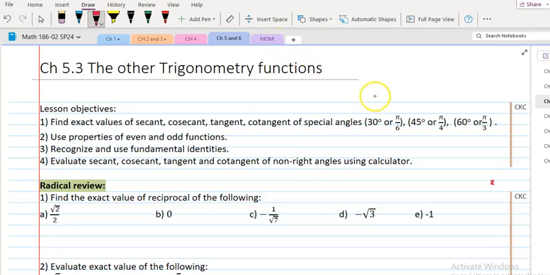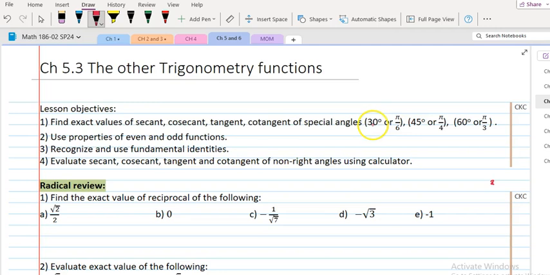Hello, pre-calculus student. This video is for chapter 5.3, Other Trigonometry Functions. So in the last video for 5.2, we learned two trig functions, sine and cosine function. And now we are learning four more, secant, cosecant, tangent, and cotangent. So we will read their function values from the unit circle for special angles.